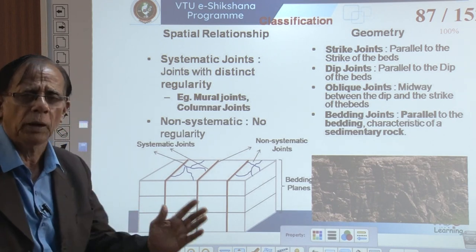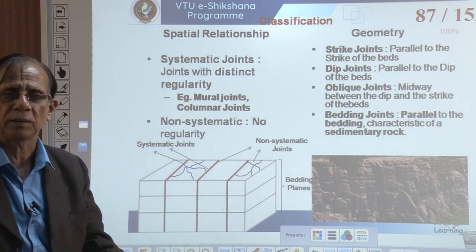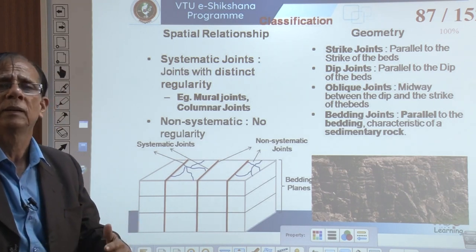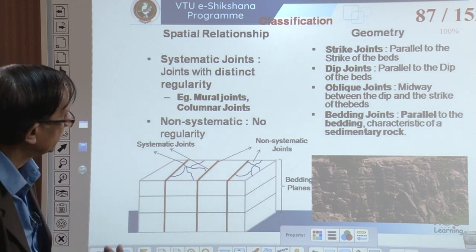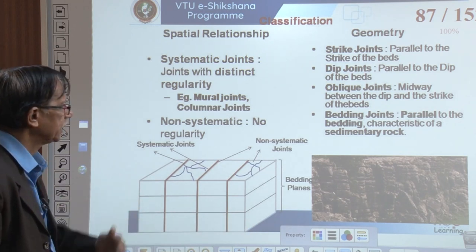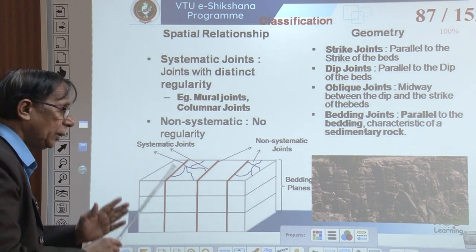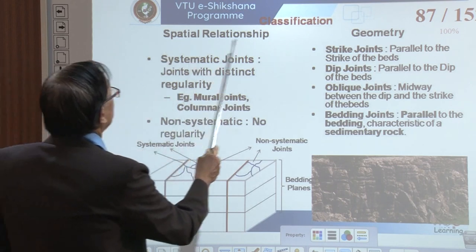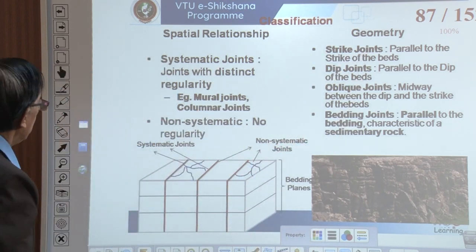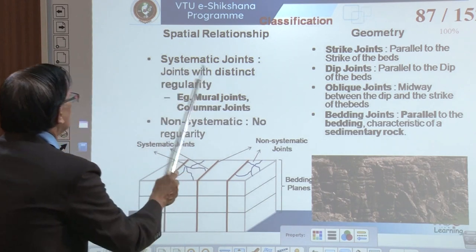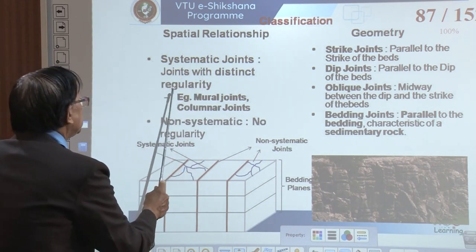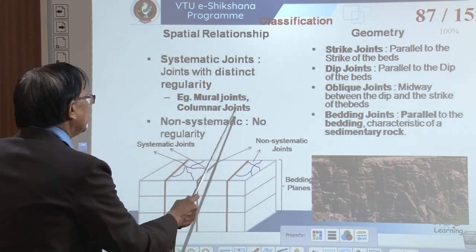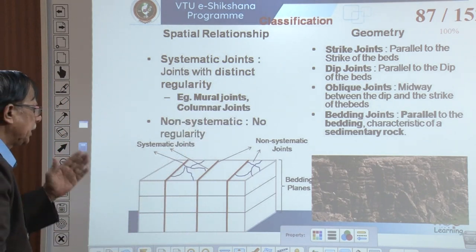Therefore, we have to follow certain specific classification methods which help us to communicate, and hence the further design aspects, further precautions, etc. he can take. Therefore, we try to classify the joints based on either their spatial relationship or geometry. Now, there may be systematic joints, joints with a distinct regularity possible. Example, mural joints, columnar joints, they have a definite regular pattern.